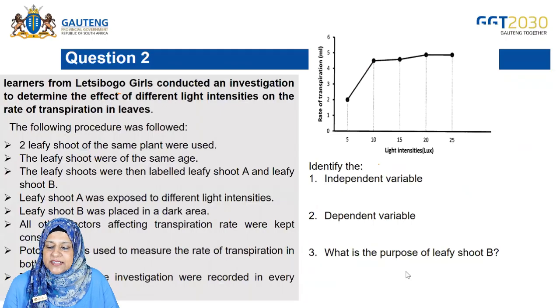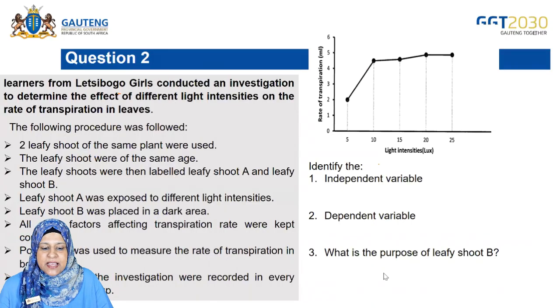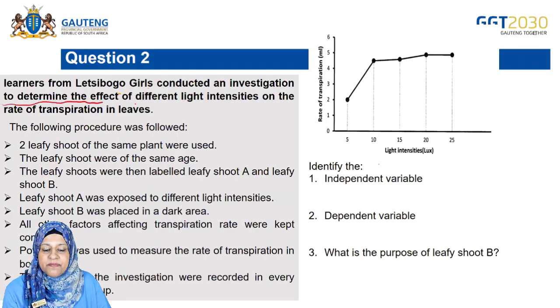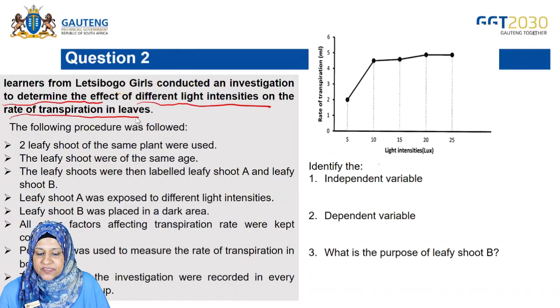Right, we're going to look at another experiment, another question. Learners from Letzibucho Girls School of Specialization in Johannesburg West conducted an investigation to determine the effect of different light intensities on the rate of transpiration in leaves. I'm using simple examples so that you can hopefully understand the concept.